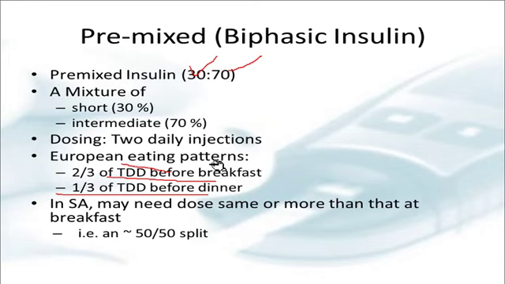The problem with this insulin regimen is that it's not generally considered very physiological or biological in nature. In South Africa, there's some suggestion that instead of doing 2/3 of the total daily dose in the morning and 1/3 before dinner, you actually go with a 50-50 split. So in other words, half of the total daily dose before breakfast and half before dinner.